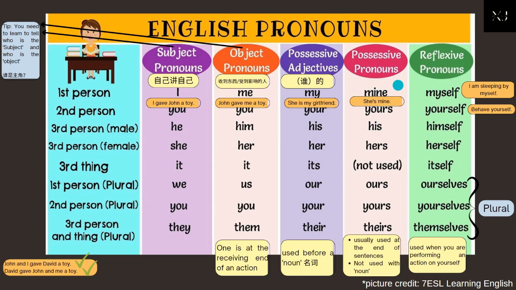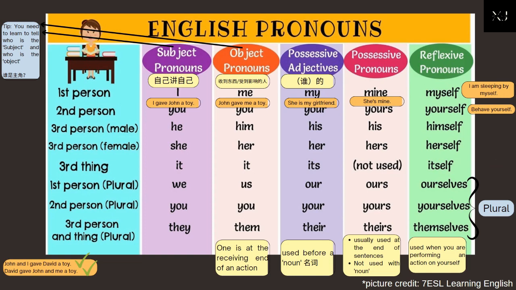She's mine. This bag is yours. This school is ours. Something like that. You always use it at the end of the sentence. We never use it in the middle. We don't say, see, this is possessive adjectives. She is my girlfriend. Let's say we change it to your. She is your girlfriend, but we don't say she is yours girlfriend. No such thing.